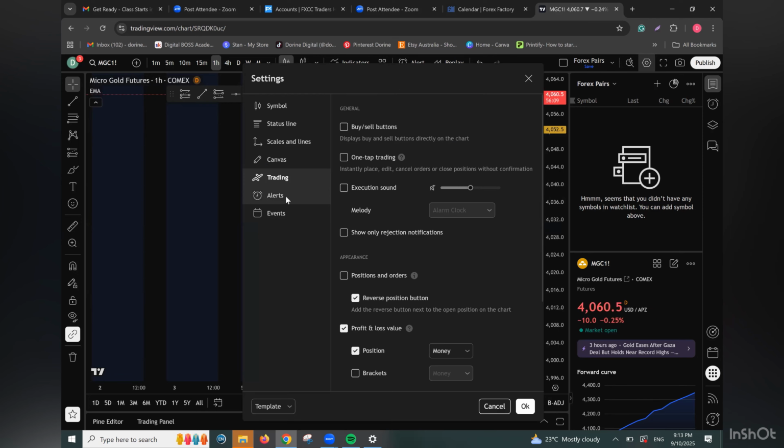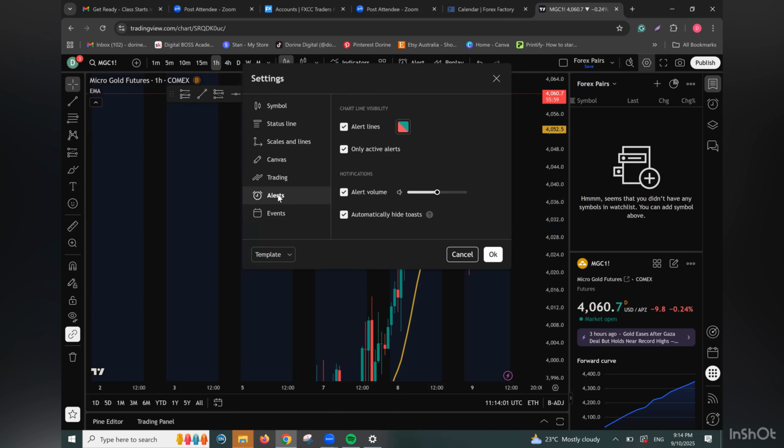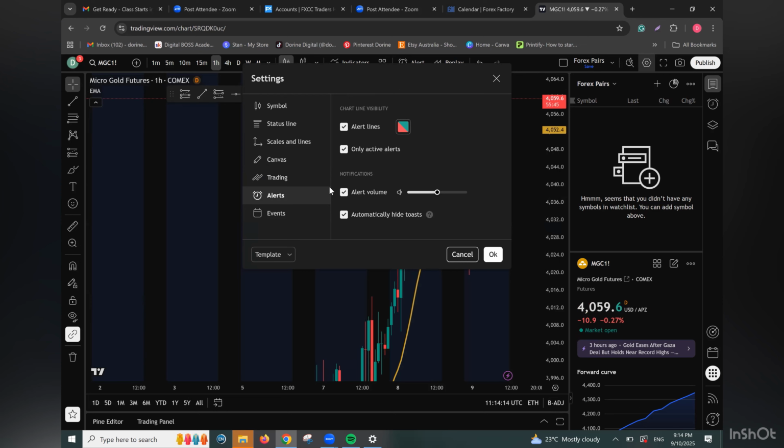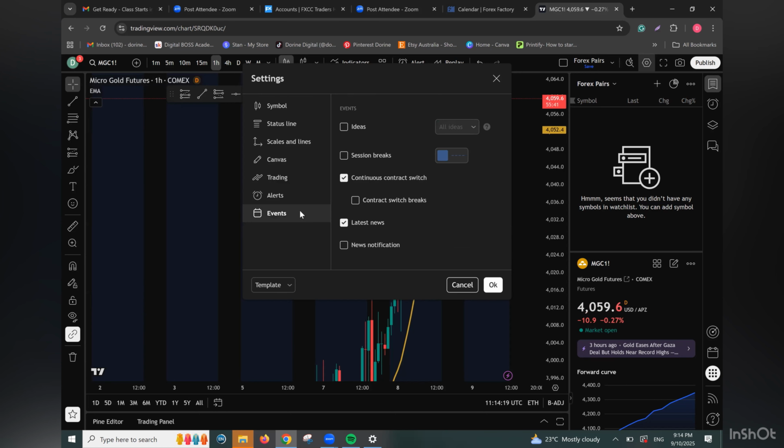Alerts. Yes. Alerts, the only position, the only things that should be clicked. Okay, perfect. Events. For events, there should be nothing clicked on it. Go to events and remove every button. Okay. Click on OK.